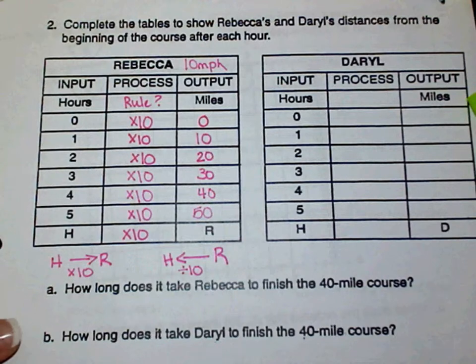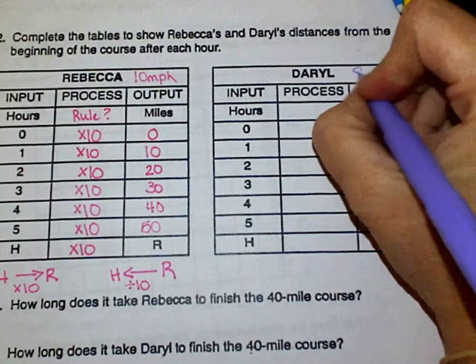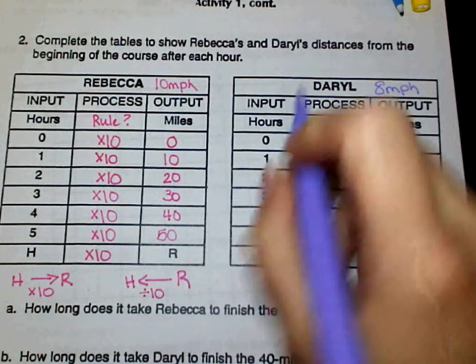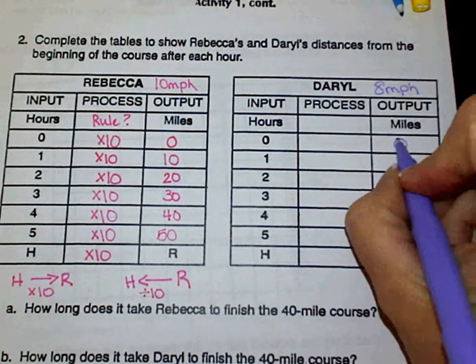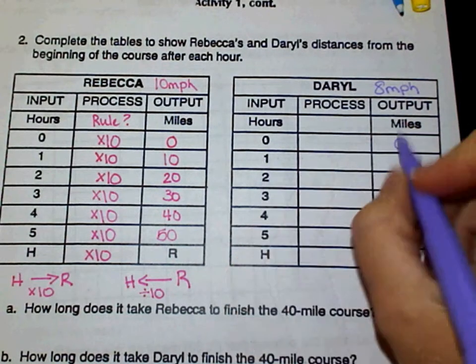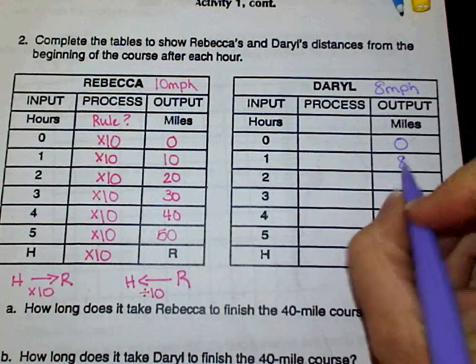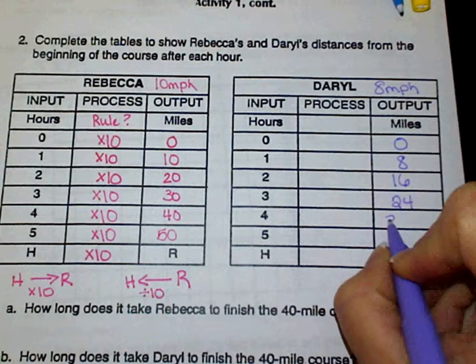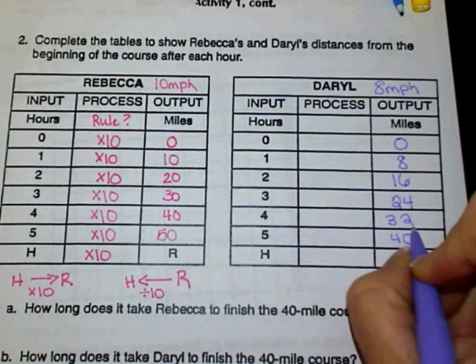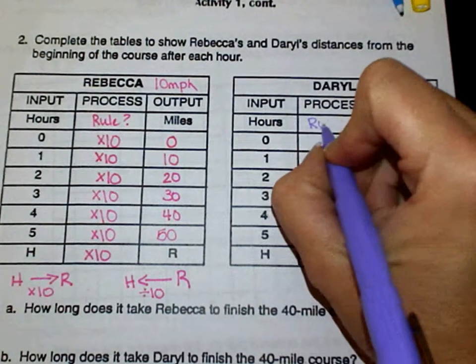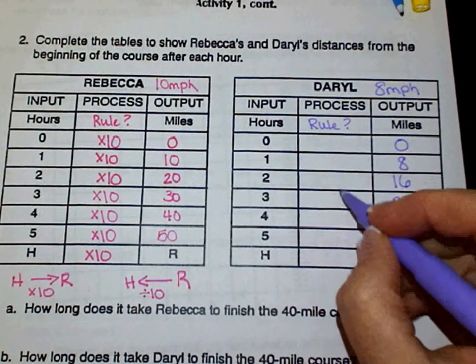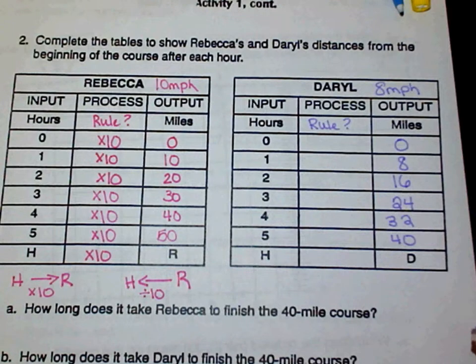Then we're looking at Daryl, and our story said that Daryl goes about 8 miles per hour, so he's a little bit slower. For 0 hours, of course, he goes 0 miles. We said for 1 hour he went 8 miles, 2 hours, 16, and we built our table from there. Now you have to look at the process, and the process, remember, is saying how did we get from one to the other? What's our rule? What's going to be true for all of them?